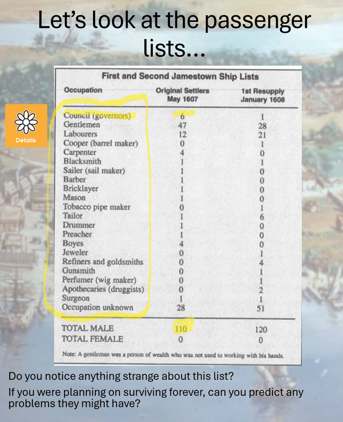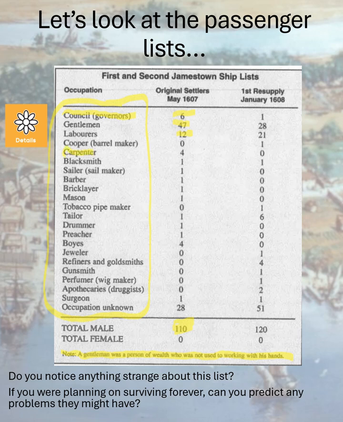There were 47 gentlemen, and if I look down here, this note, a gentleman was a person of wealth who was not used to working with his hands. So this is somebody I think today we would consider a professional, someone who went to college, a lawyer, a doctor, someone who works in politics, Congress, things like that. Business people, people who work in offices. They don't work outside, they don't use their hands, they don't build things, that's for sure. And if I continue down this list, there were 12 laborers. We know a laborer is someone who does manual labor, hard work.